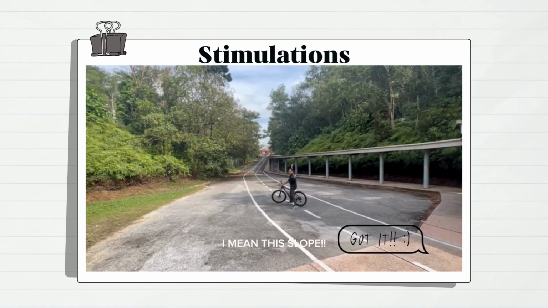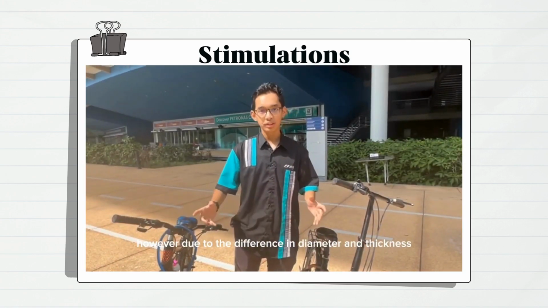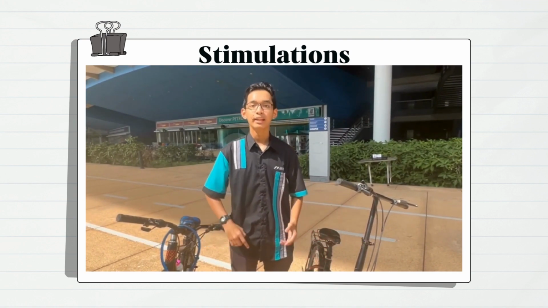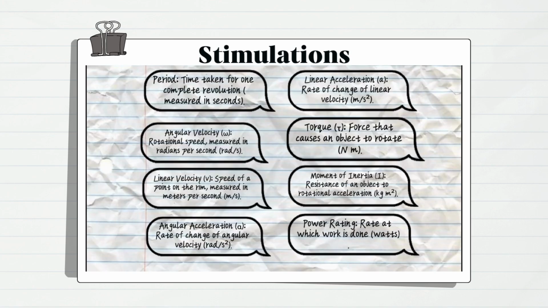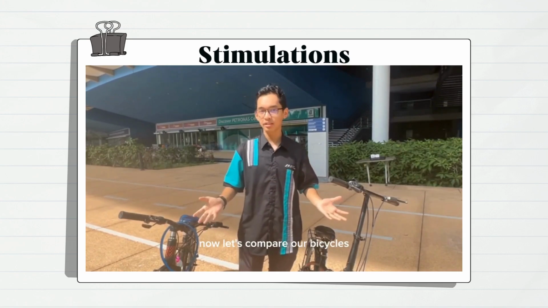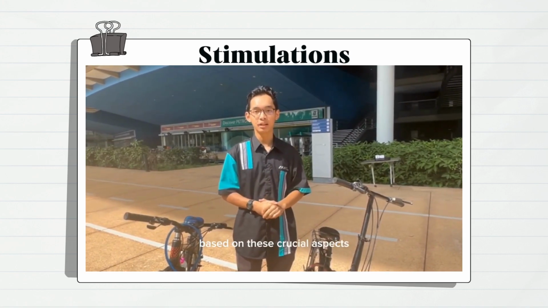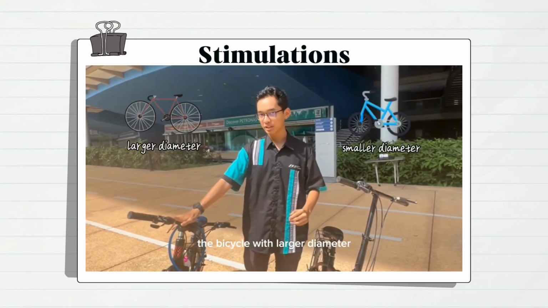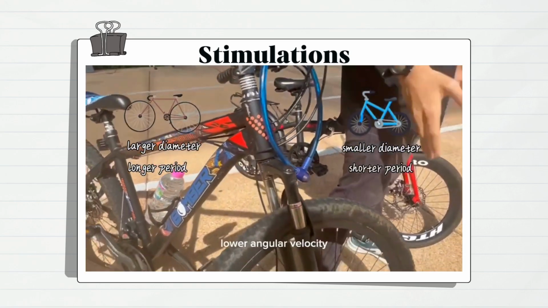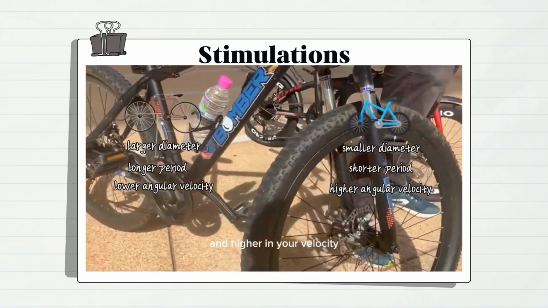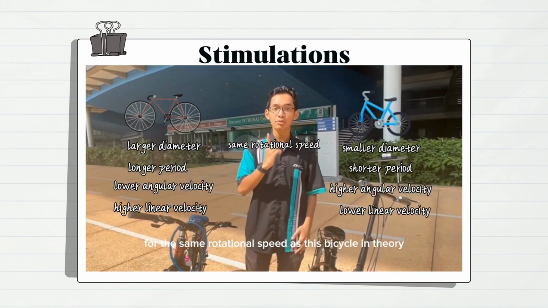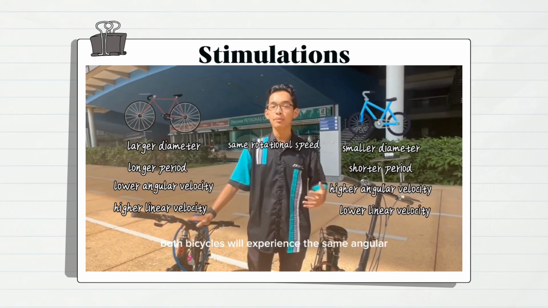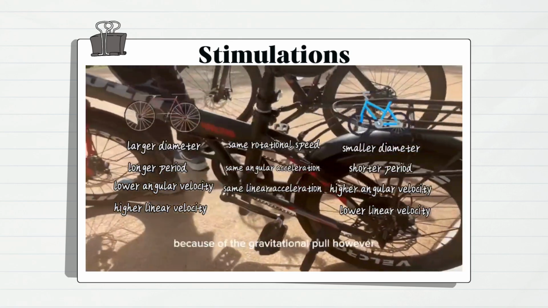I'm in this slope! However, due to the difference in diameter and thickness, the linear acceleration may differ. Now let's compare our bicycles based on these crucial aspects. The bicycle with larger diameter will experience longer period, lower angular velocity, and higher linear velocity for the same rotational speed as this bicycle. In theory, both bicycles will experience the same angular and linear acceleration because of the gravitational pull.